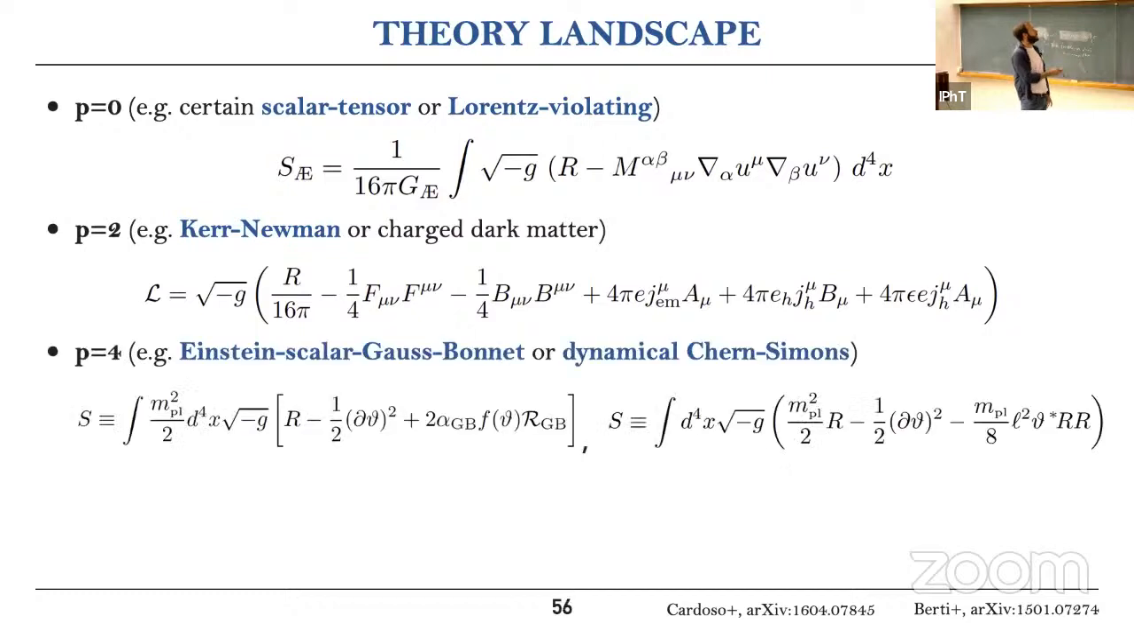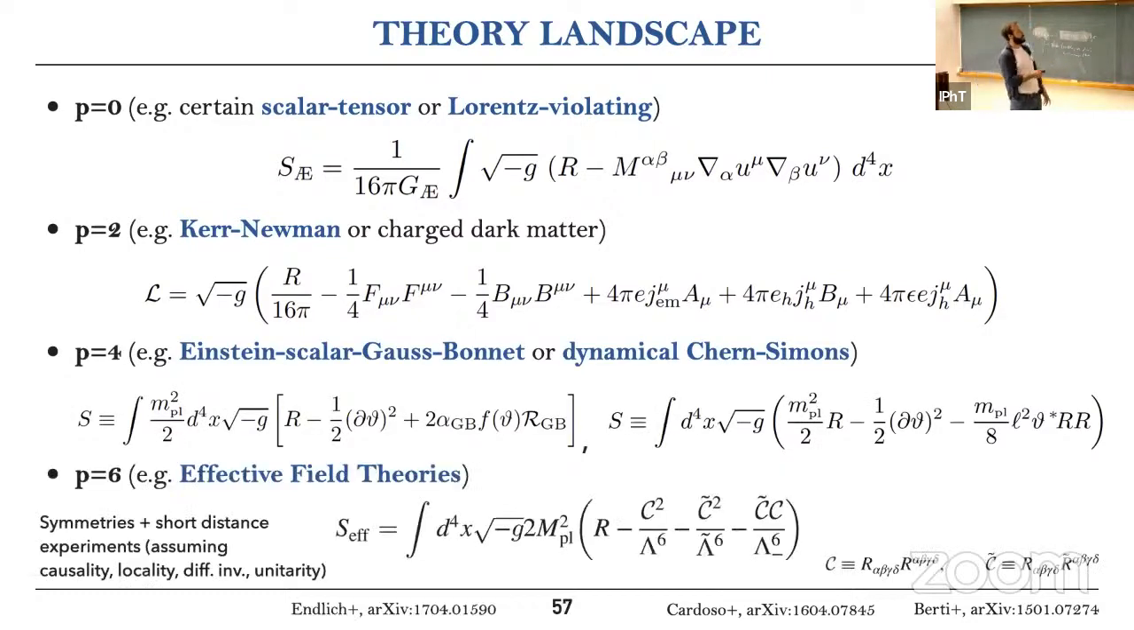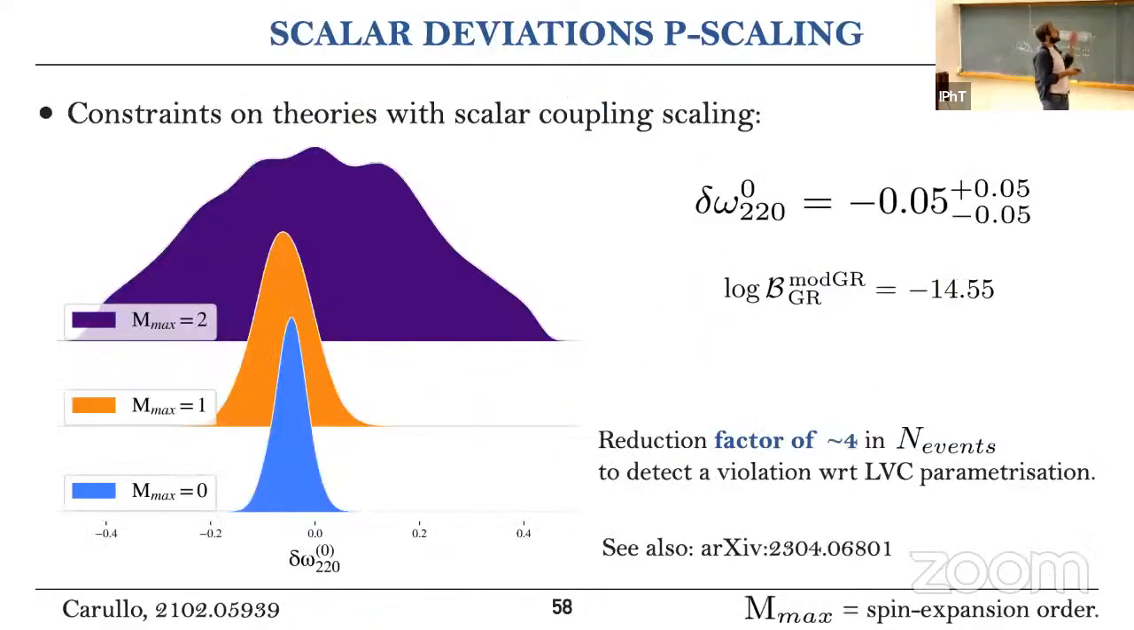P equals 2, you have a charge. P equals 4, you have quadratic gravity. P equals 6, you start to have effective field theories. So what I'm saying is that there are whole bunches of classes of theories which you can just map to that parameterization with some specific values of this coefficient P. And so we did this, I did this in a paper for different theories.